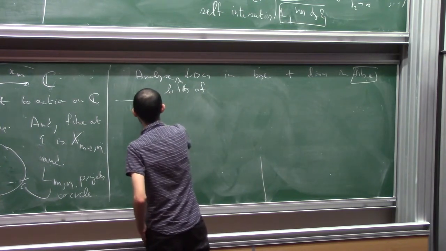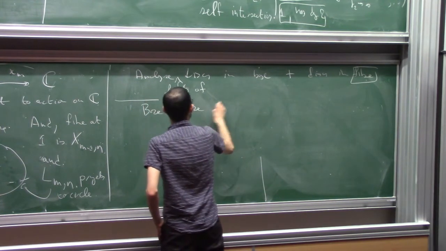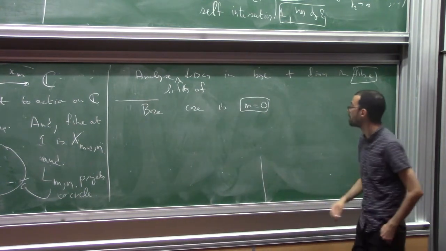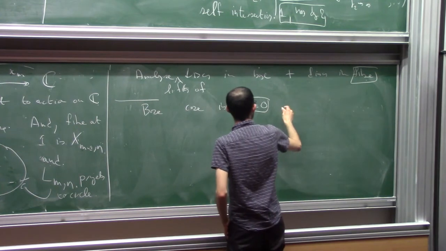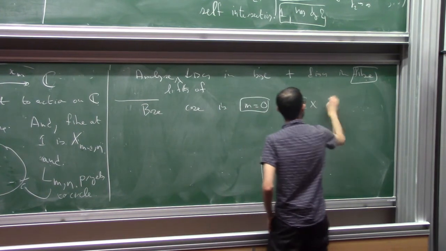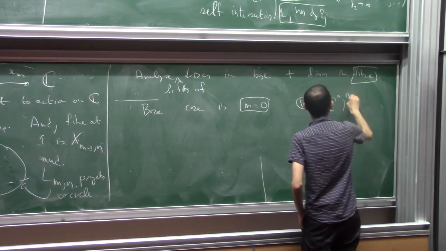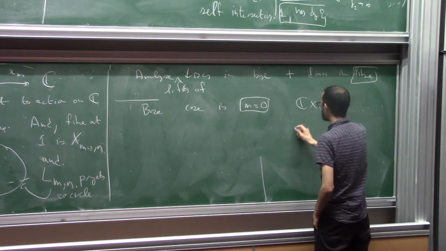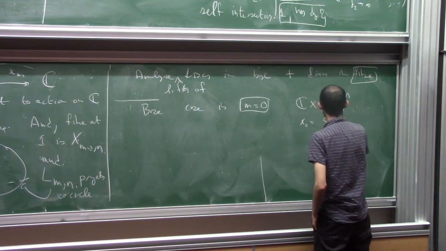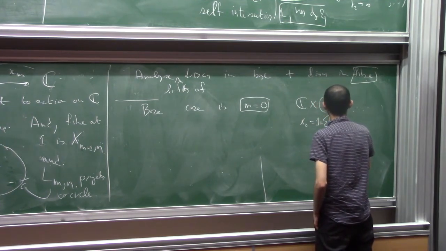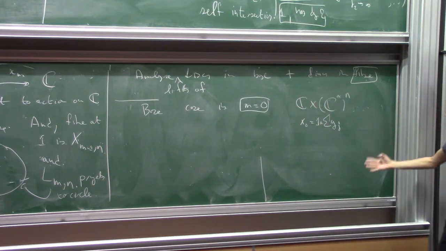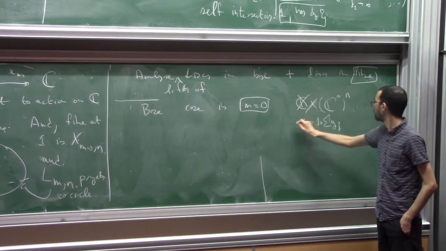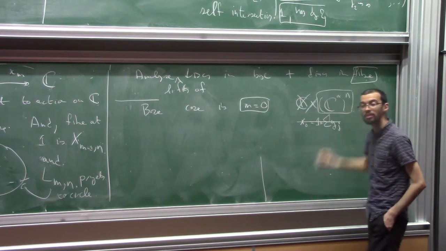So the base case of the induction is m equals 0. What is m equals 0? It's the thing that lives inside C cross (C*)^n, given by, I'm sorry, this is ridiculous, given by the equation x0 equals 1 plus the sum of yj. It's completely ridiculous because this variable is not playing any role whatsoever. It's just (C*)^n.